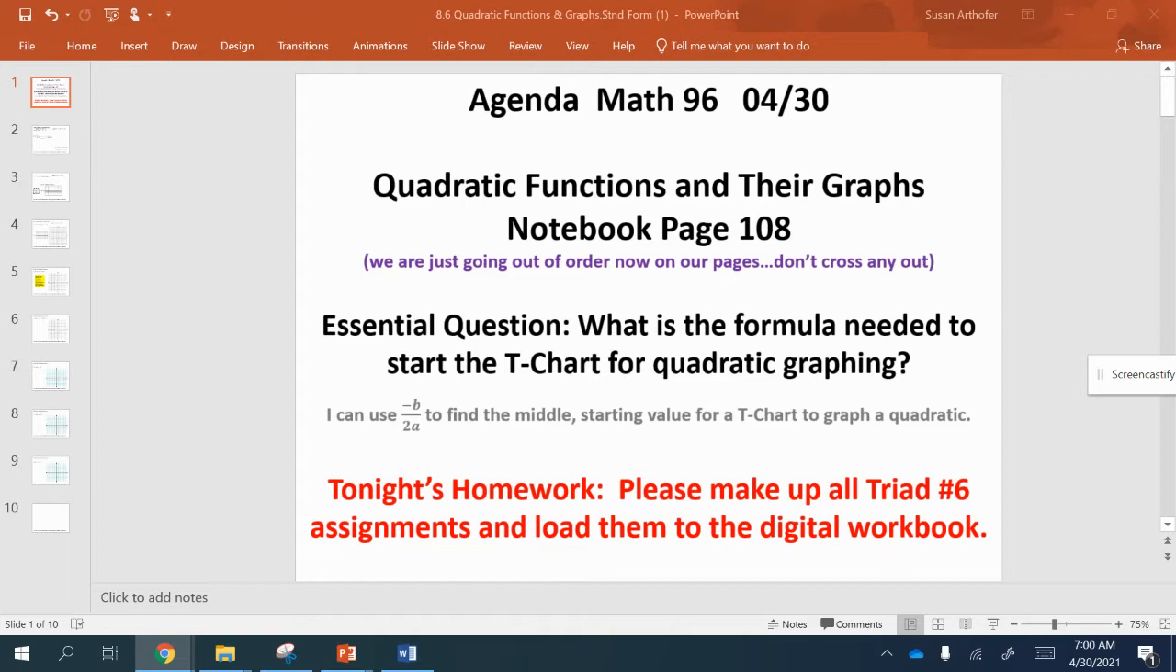So the essential question at the top of page 108 is, what is the formula needed to start the t-chart for quadratic graphing? And by the end of this lesson, you should be able to say that you can use negative b over 2a to find the middle starting value for a t-chart to graph a quadratic.